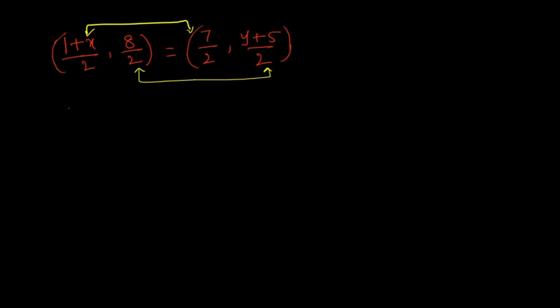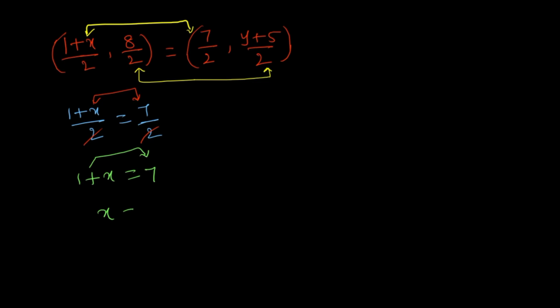So we write here now (1 plus x) by 2 is equal to 7 by 2. We can cancel 2 on both sides. Now we have 1 plus x is equal to 7, then x is equal to 7 minus 1 after transposing, so x is equal to 6. So we got the x value as 6.